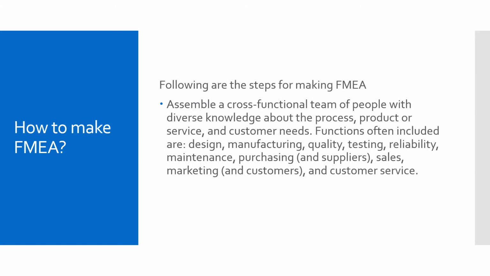Following are the steps for making FMEA. Step 1. Assemble a cross-functional team of people with diverse knowledge about the process, product or service, and customer needs. Functions often included are design, manufacturing, quality, testing, reliability, maintenance, purchasing, and suppliers, sales, marketing, and customer service.